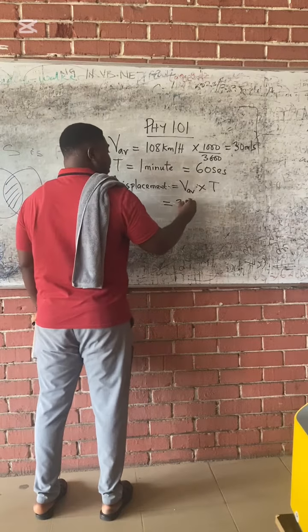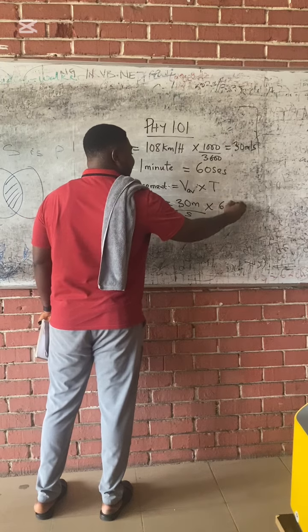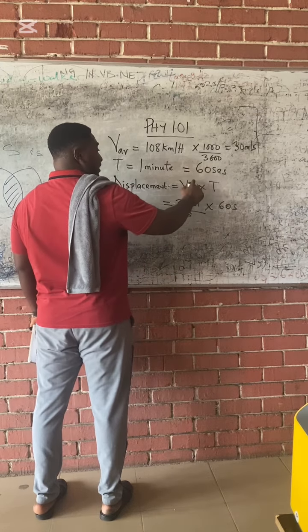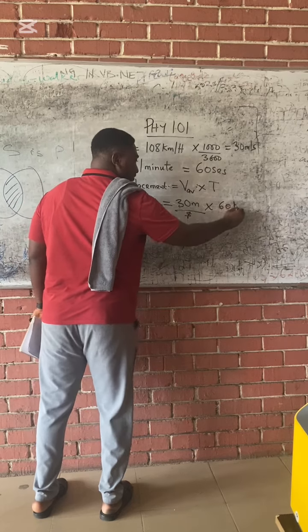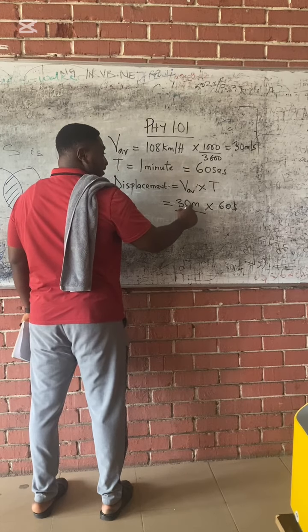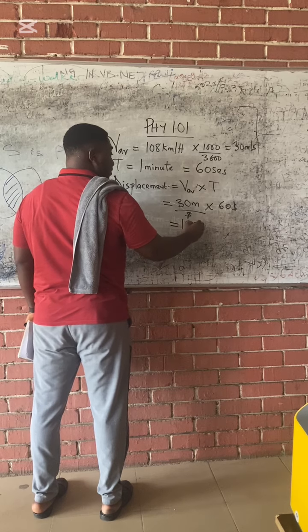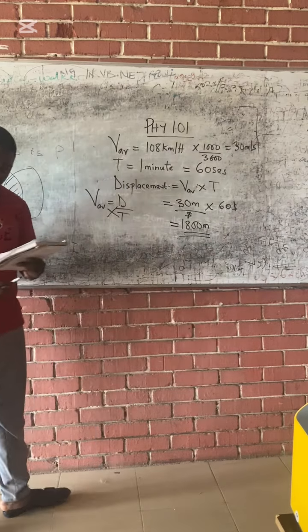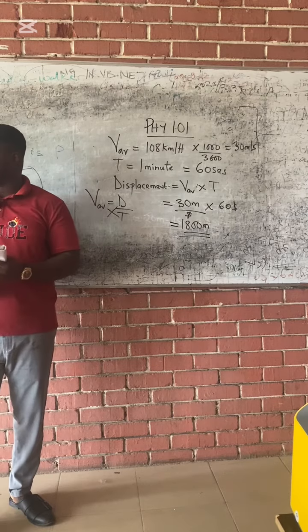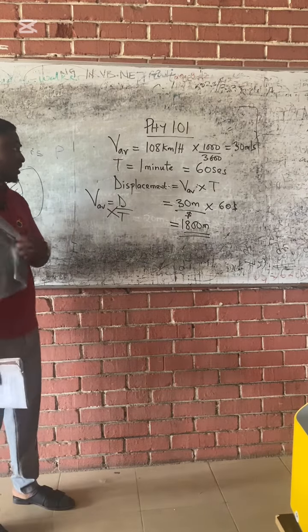So that will be 30 meters per second multiplied by 60, because time is 60 seconds, right? Average velocity is 30 meters per second. Can seconds cancel seconds? What's left? Meters. 30 times 60 gives you what? 3 times 6 is 18, so 1,800 meters. So class, the displacement covered by this body is 1,800 meters.